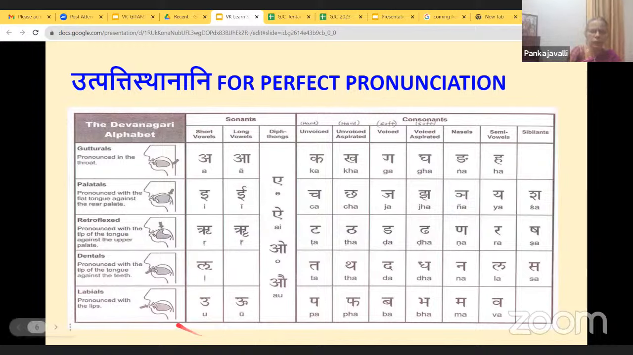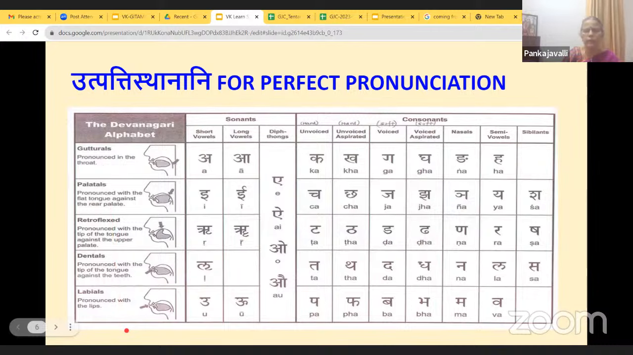Anybody else? One more sutram. Edaito Kantha Talu. Only two of them, A and I alone. A, I, to, ho. Only two of them, Kanta Talu. Very good. Thank you.